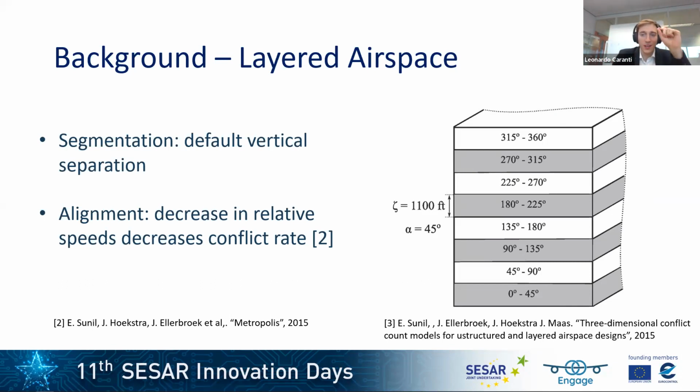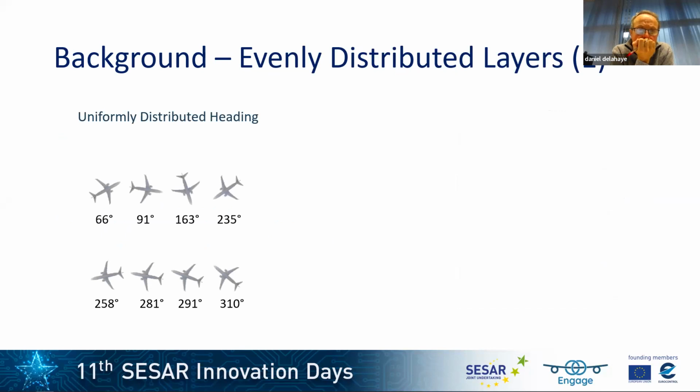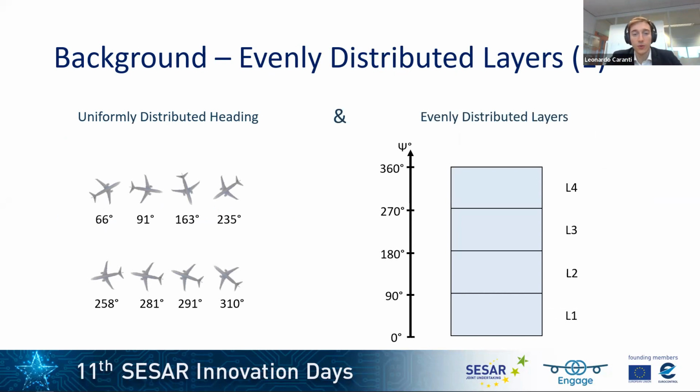However, do these advantages always hold? Let's have a look at this through a couple of examples. First of all, let's take aircraft which are all uniformly distributed in heading. Let's take 8 of them just to make it simpler. And let's take a simplified, evenly distributed layers concept with 4 layers. Now, as you can see from the number of aircraft for each layer in red, on average, every layer has approximately the same number of aircraft. Intuitively, this could work. It seems like a plausible option.